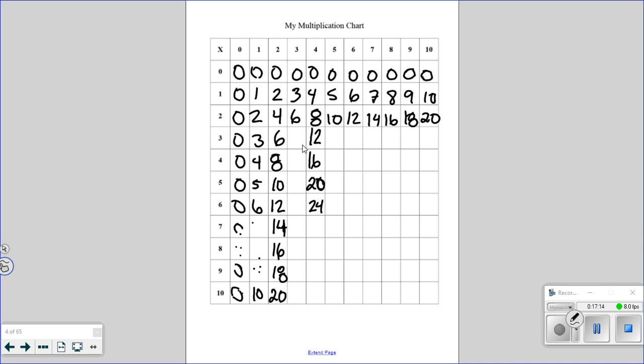Alright, Bowen. 4 groups of 7. What's 2 groups of 7? 14. Double it to get 4 groups. 28. Well done.